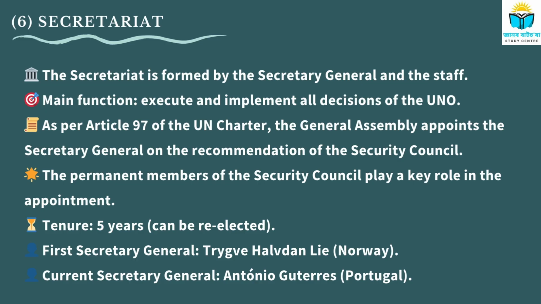According to Article 97 of the UN Charter, the Secretary General is appointed by the General Assembly, but only after a recommendation from the Security Council. And here is something important: the permanent members of the Security Council play a crucial role in this appointment. The Secretary General serves a term of 5 years and can be re-elected. The first Secretary General of the UN was Trygve Lie from Norway, and the current Secretary General is Antonio Guterres from Portugal. So the Secretariat ensures the smooth functioning of the United Nations by handling all day-to-day operations behind the scenes.